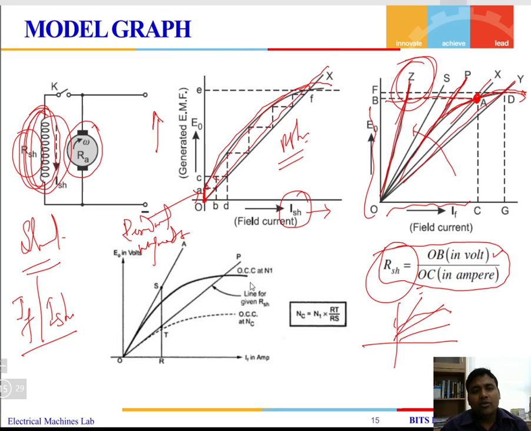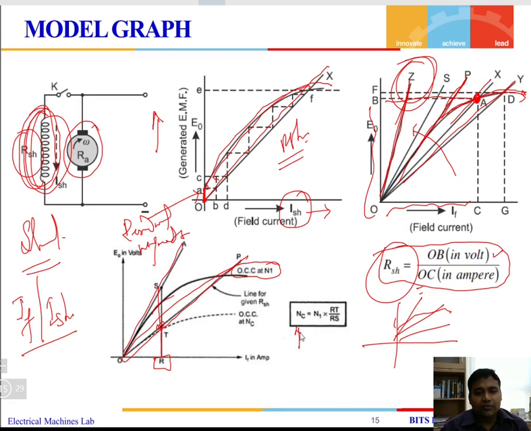Now there is a term known as critical speed. So what is the critical speed? This is your open circuit characteristic at a particular speed. We will be taking the rated speed in our case. Here choose a field current R. If you elongate this field current, it intersects the line of RSH, which is basically the resistance of the field, and then it intersects the tangent of the curve.